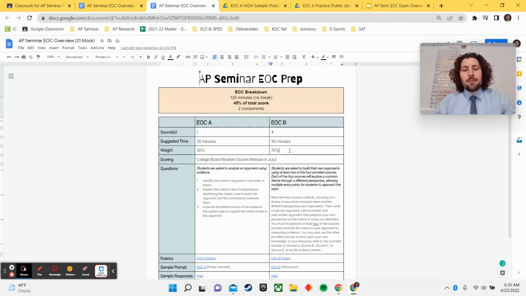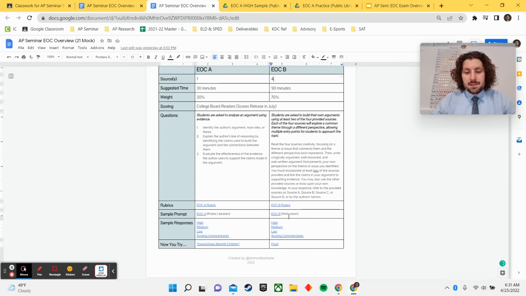But how are we going to form this argument? What is this argument going to be about? Well, that's based on the 4 sources. So what College Board does is they give you 4 sources of information. You read each one. Just like our performance task 2, there is a theme or a concept or an idea that is connected within all of the sources.